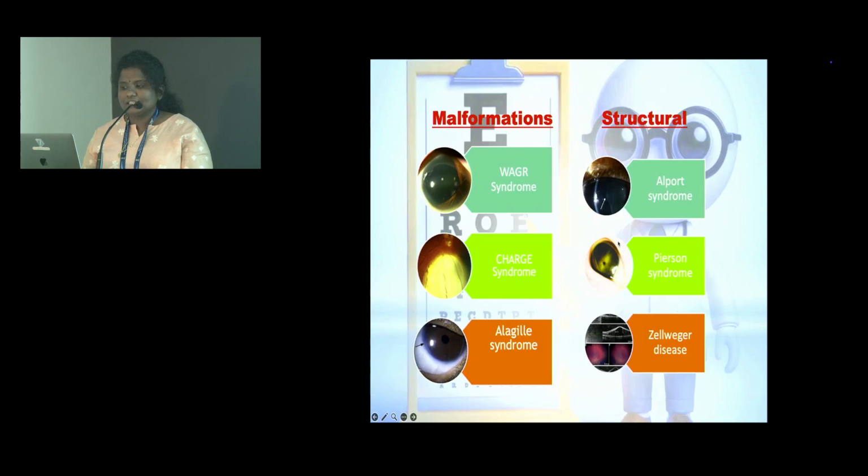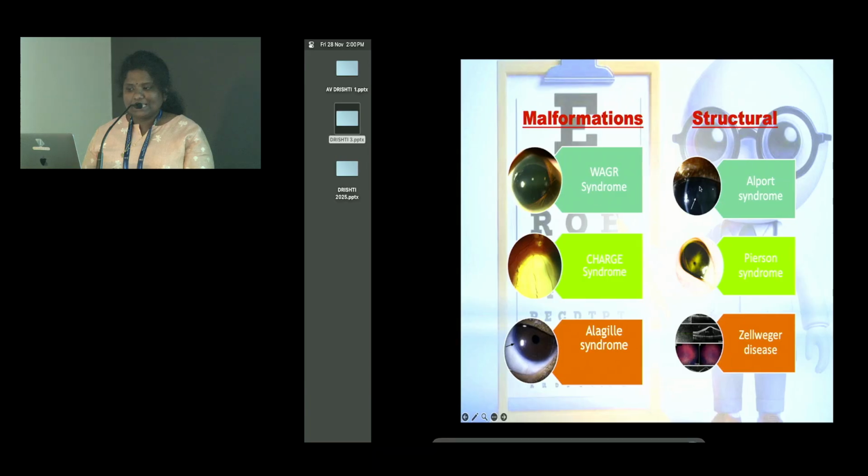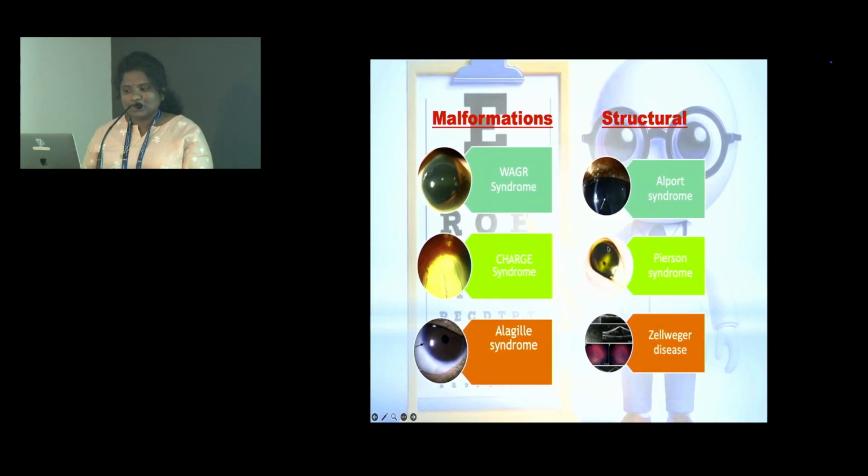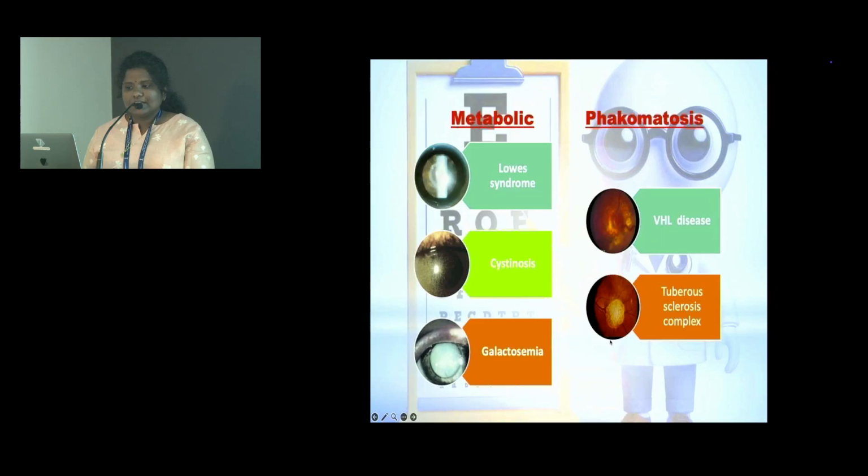In structural, there is Alport syndrome. So this is eye involvement: there is lenticonus, anterior lenticonus. Microcoria in Pearson syndrome. Zellweger disease has pigmentary retinopathies. Metabolic ones include Lowe syndrome, where there is cataract, cystine crystals in the cornea in cystinosis, and cataract in galactosemia.